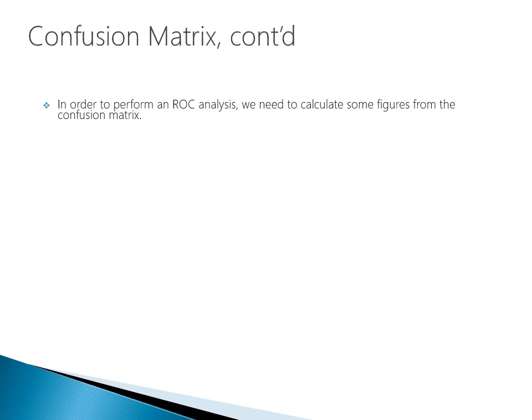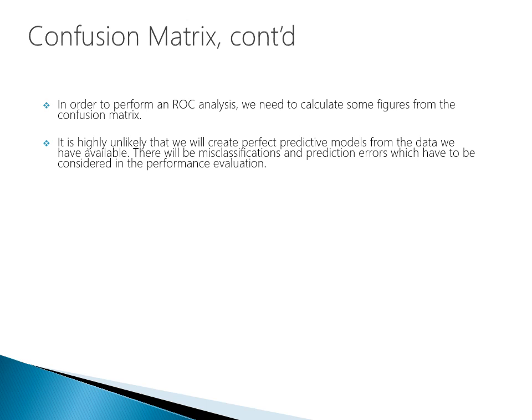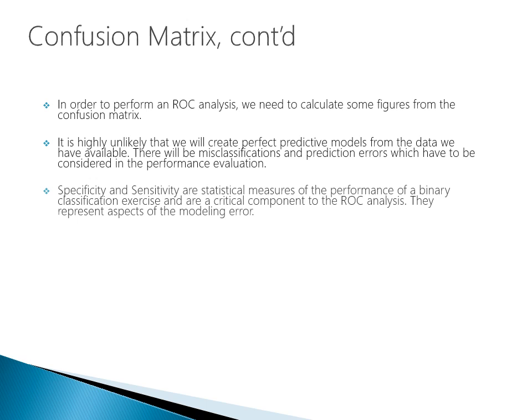In order to perform an ROC analysis, we need to calculate some figures based off of this confusion matrix. It's highly unlikely that we're going to create perfect predictive models from the data that we have available. There are going to be misclassifications and prediction errors, and we have to consider this in the performance evaluation. Specificity and sensitivity are statistical measures of the performance of a binary classification exercise and are a critical component to the ROC analysis. They represent aspects of the modeling error.